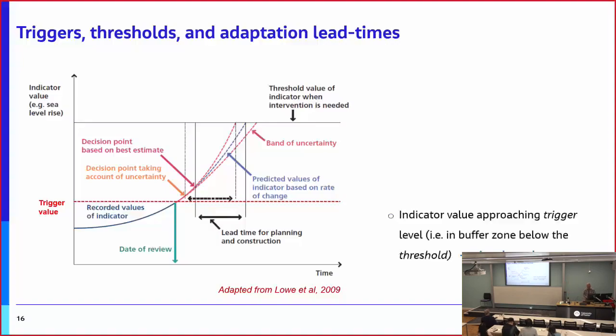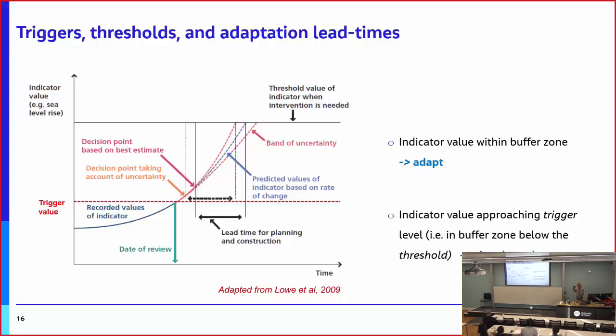So, if the indicator, which is the blue line in the bottom left-hand corner, lies below the trigger value, then you can say that indicator is approaching a trigger value. That is a signal that we might have to start thinking about adaptation. If the indicator is between the trigger value and the threshold value, that means we need to be adapting because we're approaching a threshold, but we want to allow ourselves sufficient time to implement the adaptation measure.